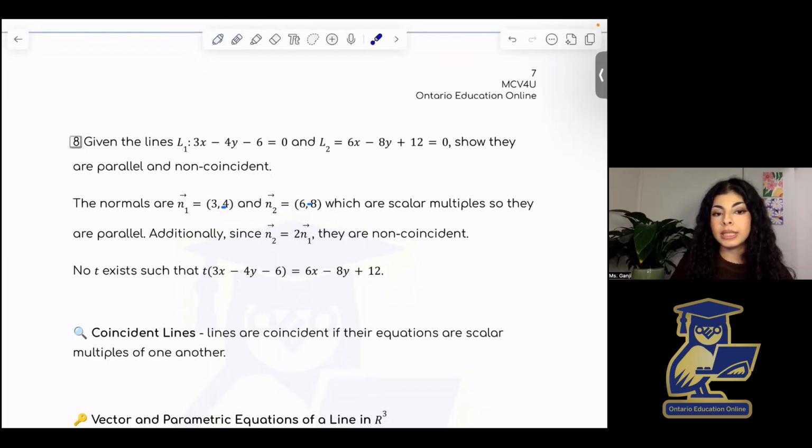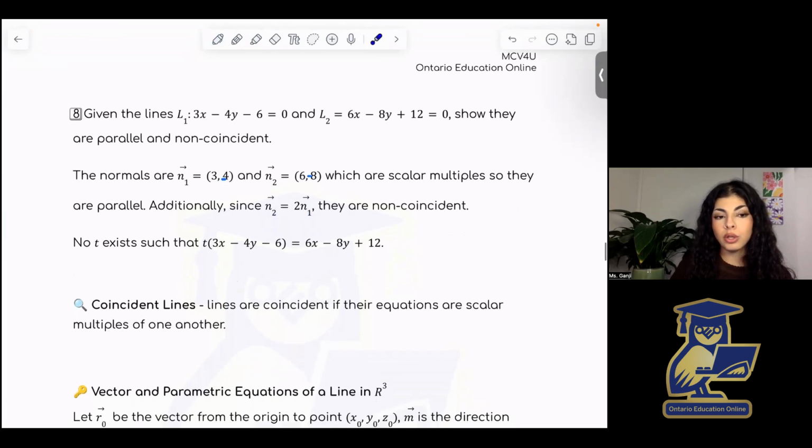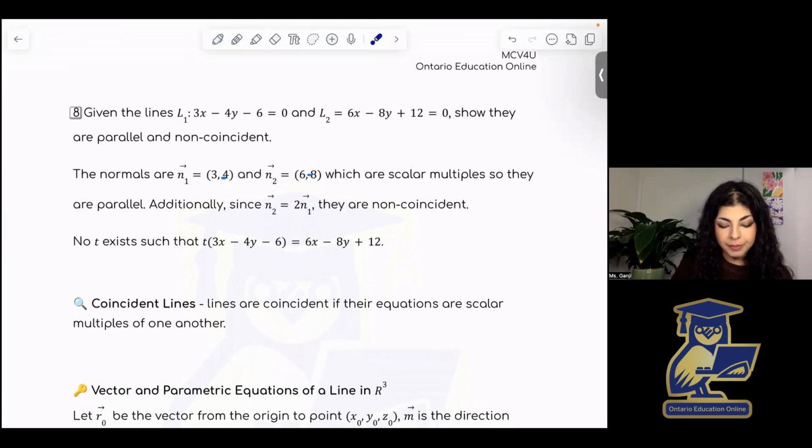So for them to be coincident means that these two would have to be equal. And in that case, we could also see that there does not exist a t that if you multiply the complete first equation, you would get the second equation. And that's also our definition for coincident lines using their Cartesian equation. If they are coincident, then their equations are also scalar multiples of one another.